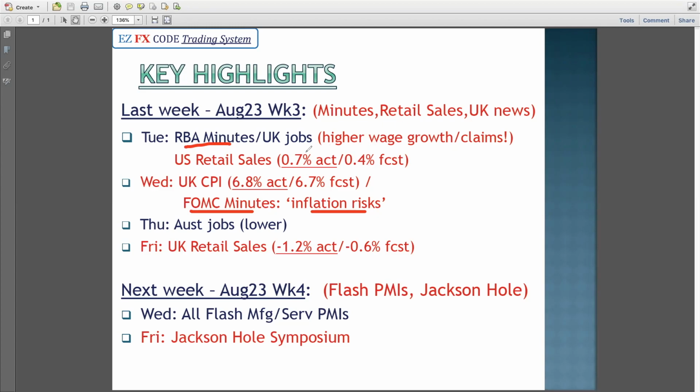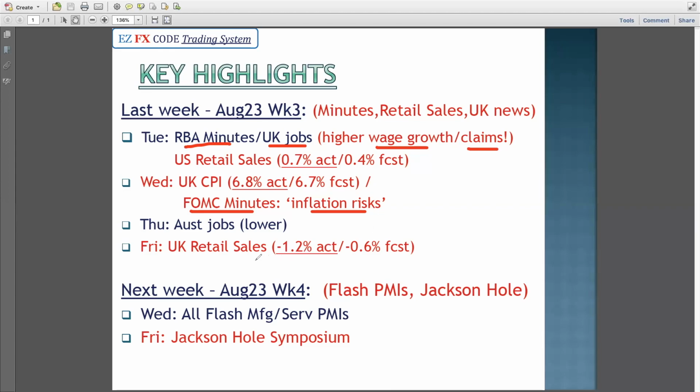And compared to that, with the UK, there's been some data that shows that the jobs market has still been strong, with higher wage growth, but unfortunately higher claims as well on the job front. So it's a mixed picture here, with higher wage growth, which could be a concern to their inflation figures.